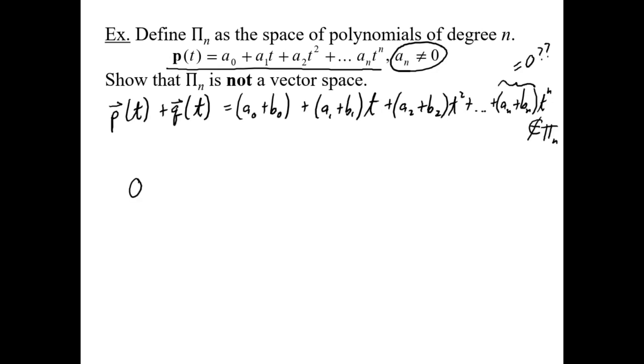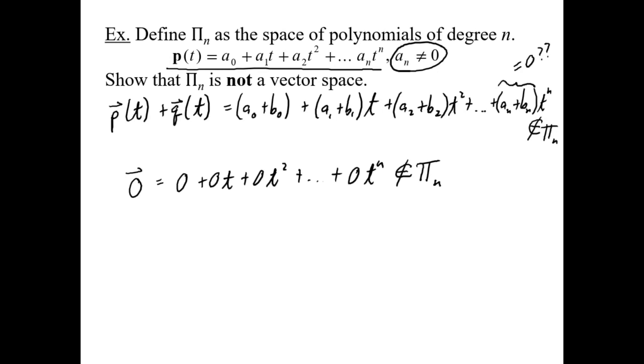Likewise, the zero vector, which would have to be 0 plus 0t plus 0t squared dot dot dot plus 0t to the n. This is not an element of pi n. Okay, so once again, this zero polynomial is degree 0. Well, pi n is just degree n. So for that reason, this is not a vector space because the 0 vector is not in there.